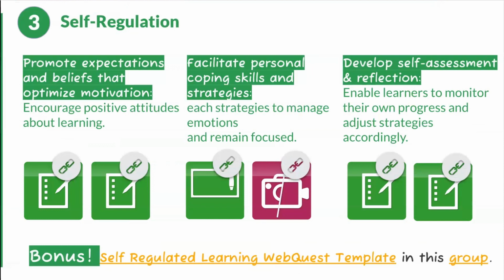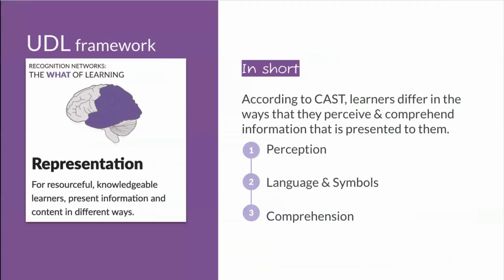Okay. So that covers engagement. Now let's take a look at representation. So just as learners will differ in how they want to be engaged and motivated to learn, learners will also differ in the ways that they perceive and comprehend that information that is presented to them. So the 3 tenets of this one are looking at perception, language and symbols, and comprehension.